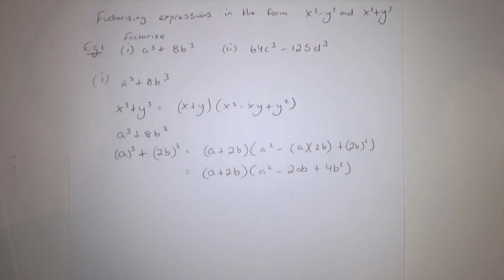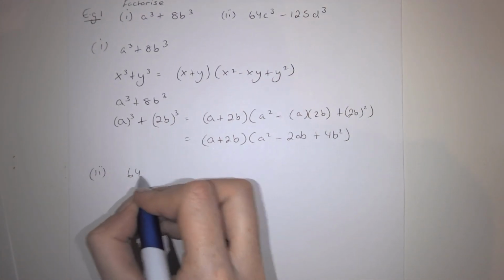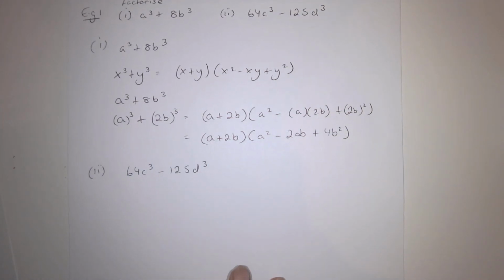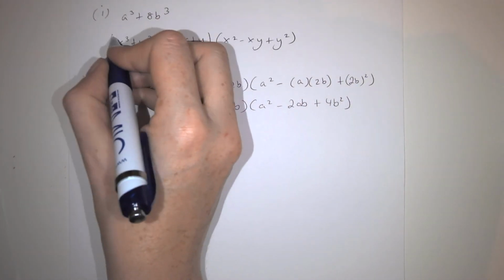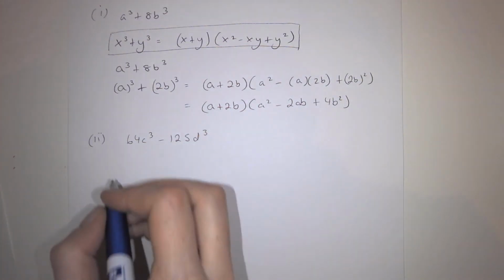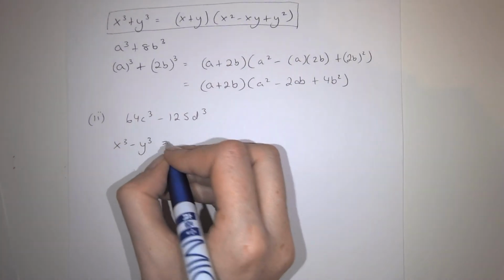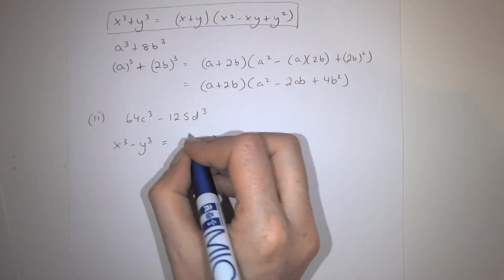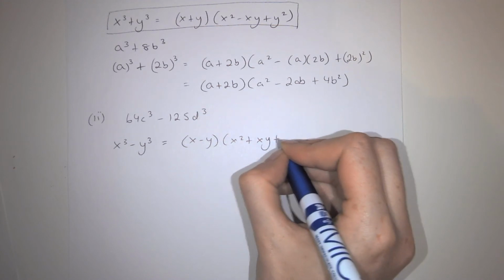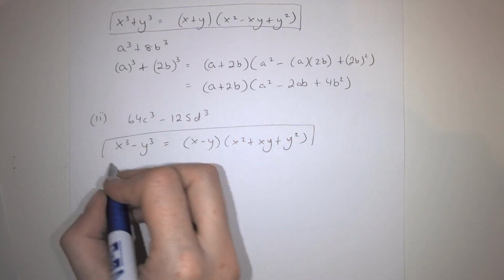And then the difference of two cubes, so we have a different formula for that. Again, 64c cubed minus 125d cubed. It looks very similar to the one we used earlier for the sum. So the difference of two cubes: x cubed minus y cubed equals x minus y outside the bracket, x squared plus xy plus y squared. Very similar to the last formula, and we're going to use it in exactly the same way.